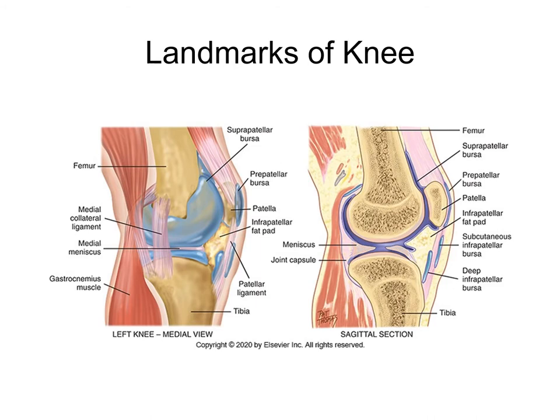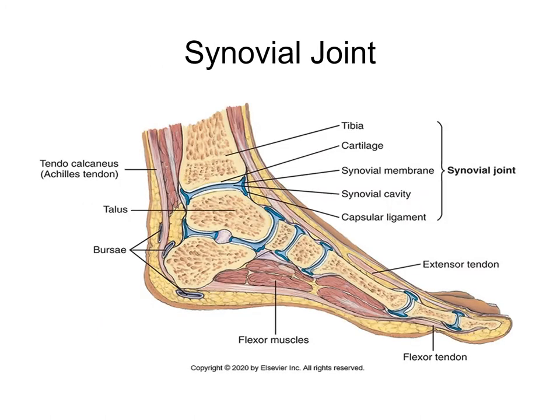This slide shows the landmarks of the knee. Note the locations of the patella, meniscus, and bursa. We will also be talking about the synovial joint and how it relates to the range of motion.